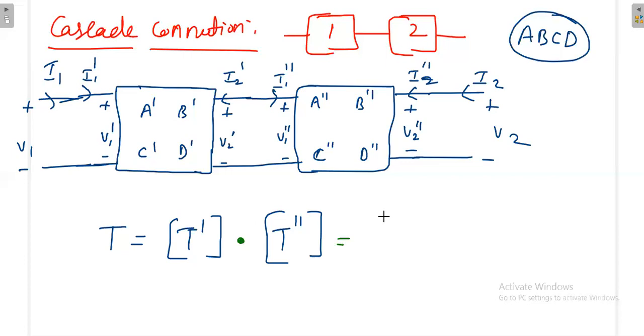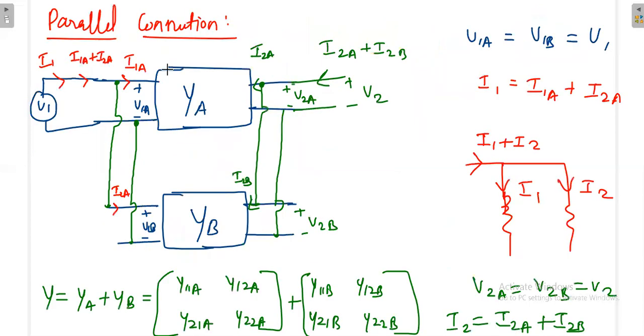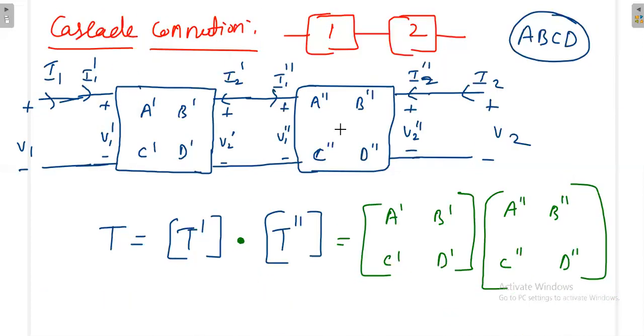So you will get A dash, B dash, C dash, D dash multiplied, by matrix multiplication, with A double dash, B double dash, C double dash, D double dash. The only difference is that whenever you have a cascade connection, you find the T parameter, but instead of addition, you have to do the multiplication. So you just try to prove this also. I have already proved it for the Z parameter. You try to prove it for the Y parameter, and also try to prove it for the cascade connection.